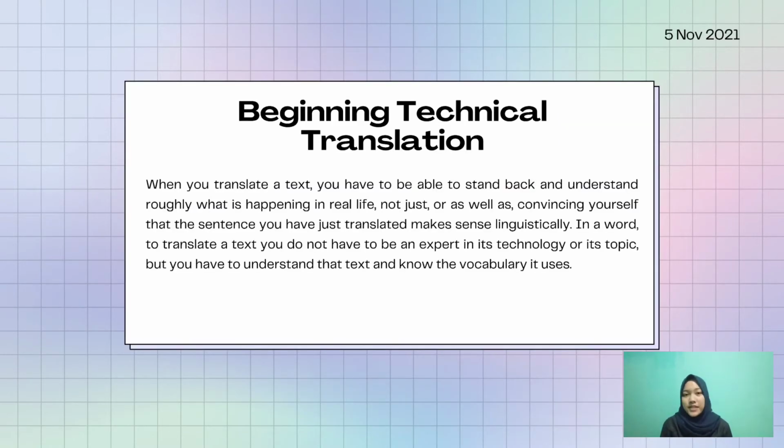Next material is beginning technical translation. When you translate a text, you have to be able to stand back and understand roughly what is happening in real life, not just or as well as convincing yourself that the sentence you have just translated makes sense linguistically. Even though much scientific and technological language and terminology can be translated literally, you have to check the present validity in the register and dialect of the terms you use. In a word, to translate a text, you do not have to be an expert in its technology or its topic, but you have to understand that text and know the vocabulary it uses.